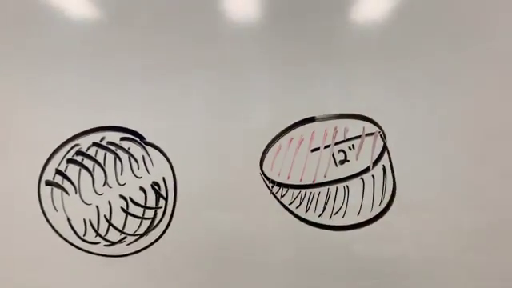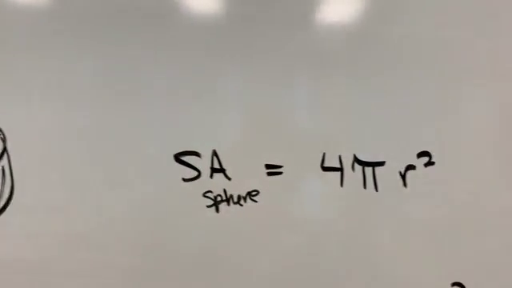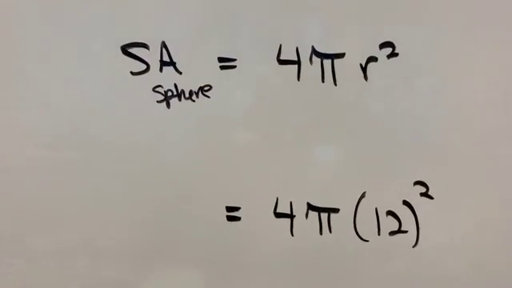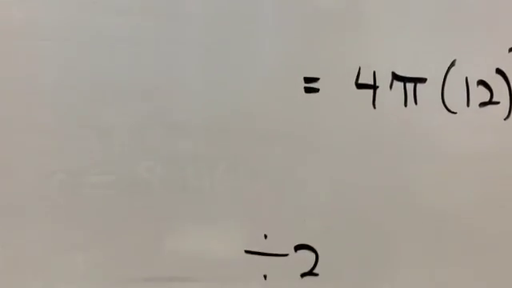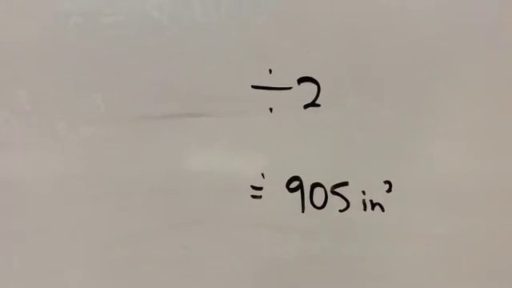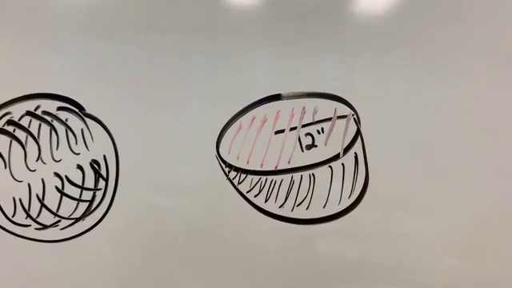And so its surface area, a person who oversimplifies this question just says, oh, surface area of a sphere is 4 pi r squared. So I'll do 4 pi r squared, and I'll divide it in half. And that would give you about 905 square inches. That would be the part of the surface area that I have shaded in black here.